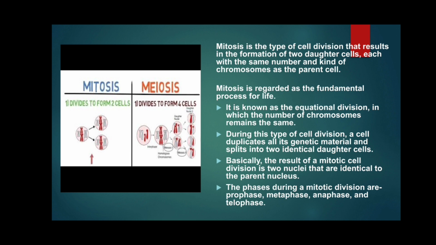During this type of cell division, during mitotic division, the cell copies all its genetic material and splits into two identical daughter cells. Mitosis has some advantages as well as some disadvantages. Advantage is that it takes less time to complete division, but the disadvantage is that because exact copying is going on, if any disease or other factor is there, then that is also going to be copied into the next new cells.